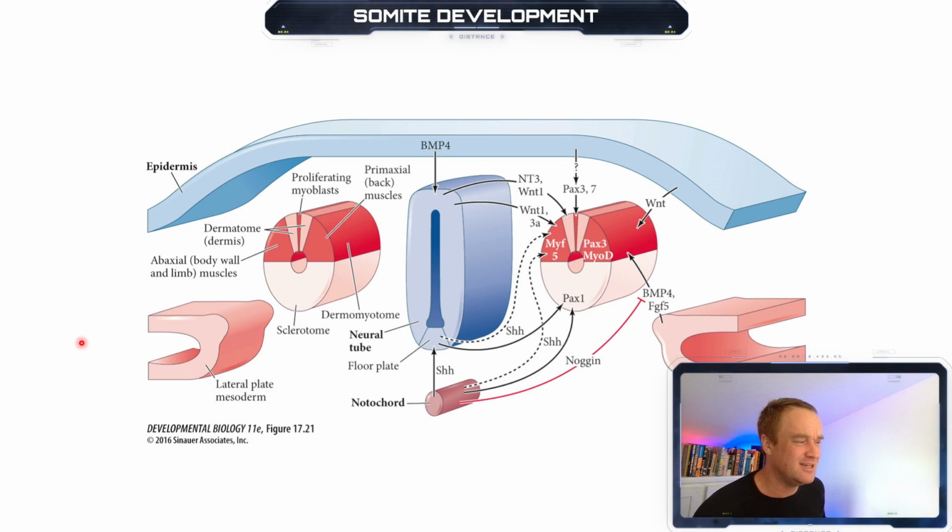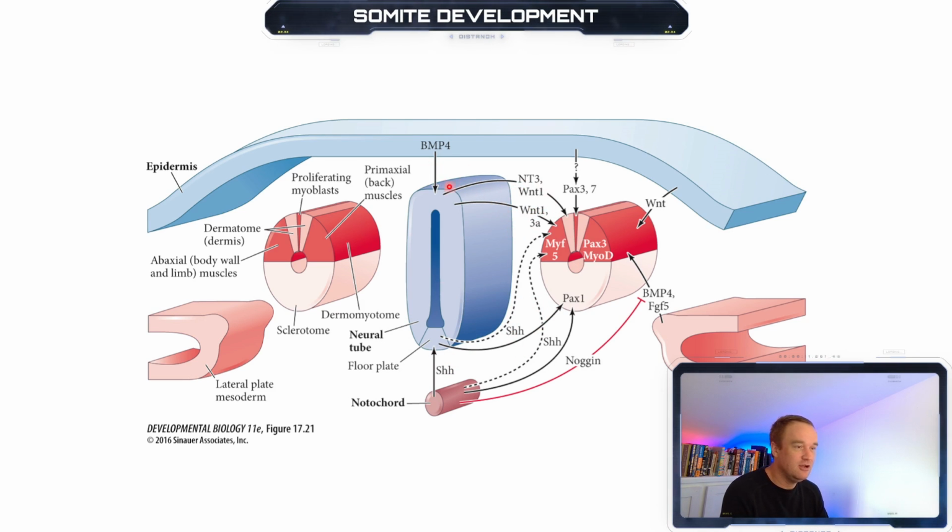Gradients. That's always the theme. Gradients are always what cause this stuff, right? It's positional location. So location, location, location. That's what they say in setting up a business, right? That's also true for development here. So the destiny of a particular region of the somite depends on the location.